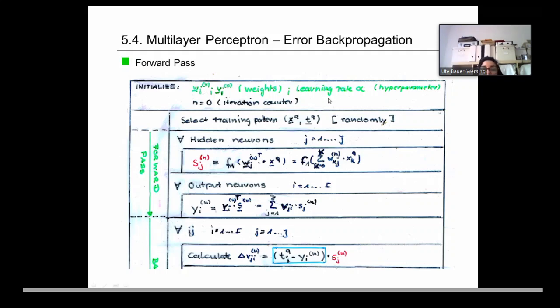We have to choose a learning rate alpha. This is a hyperparameter of this algorithm. This is not a parameter that we are optimizing, that's a hyperparameter we have to choose. Okay? And usually we have to initialize our iteration counter, but that's pretty obvious. So for the full learning algorithm, after we've done the initialization, we select a training pattern, xq, tq. We do this randomly.